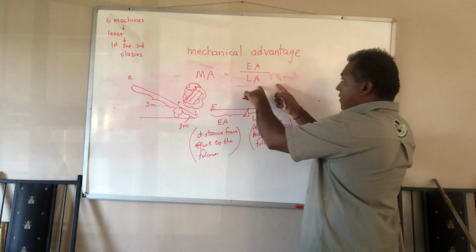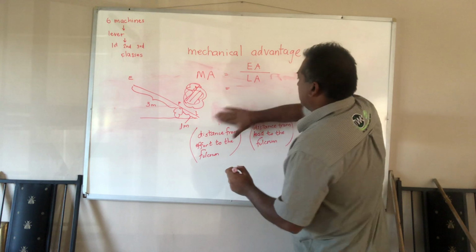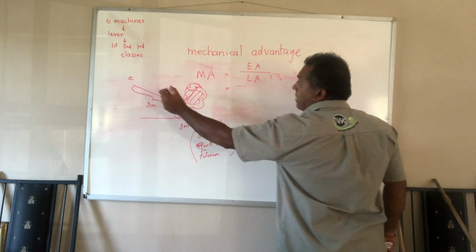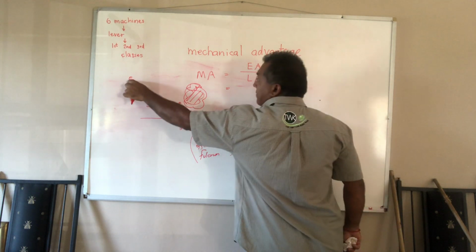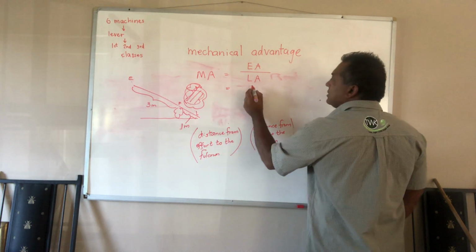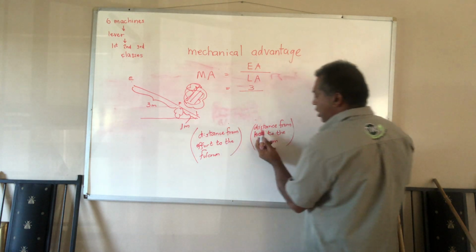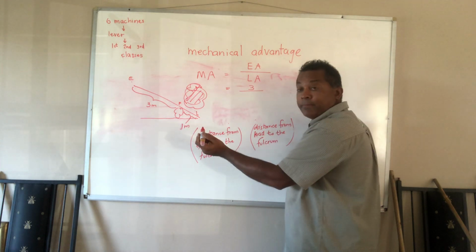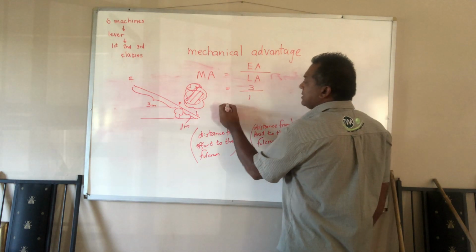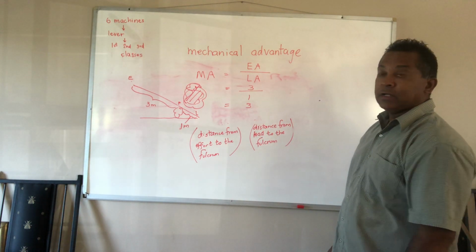So let's go to the formula. MA equals effort arm. From the effort to the fulcrum was 3 meters. 3, divided by load arm. From the load to the fulcrum, 1 meter. And I divide it, I get an answer of 3.